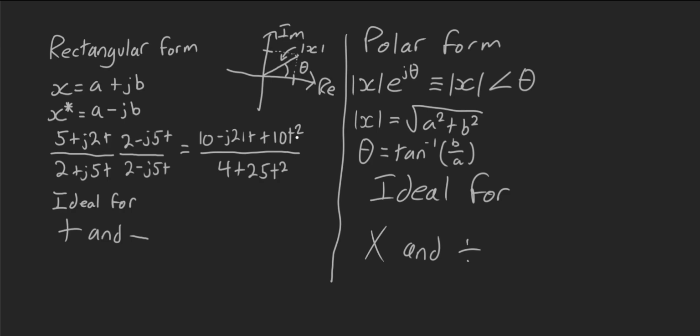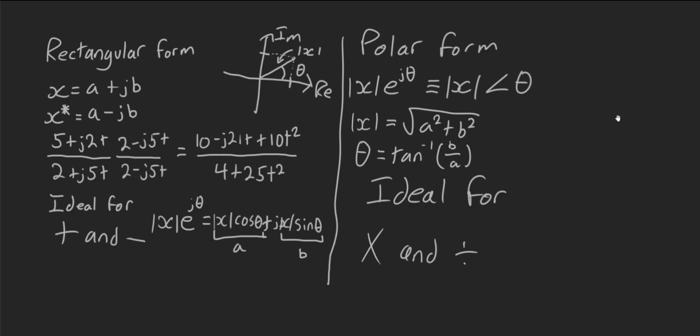And to convert from polar to rectangular form, I'll draw it on the rectangular side here. Let's say we have x magnitude e to the j theta, which is equal to x magnitude cosine theta plus j x sine theta. So that is the real part, and that is the imaginary part. That's how you convert between the two.